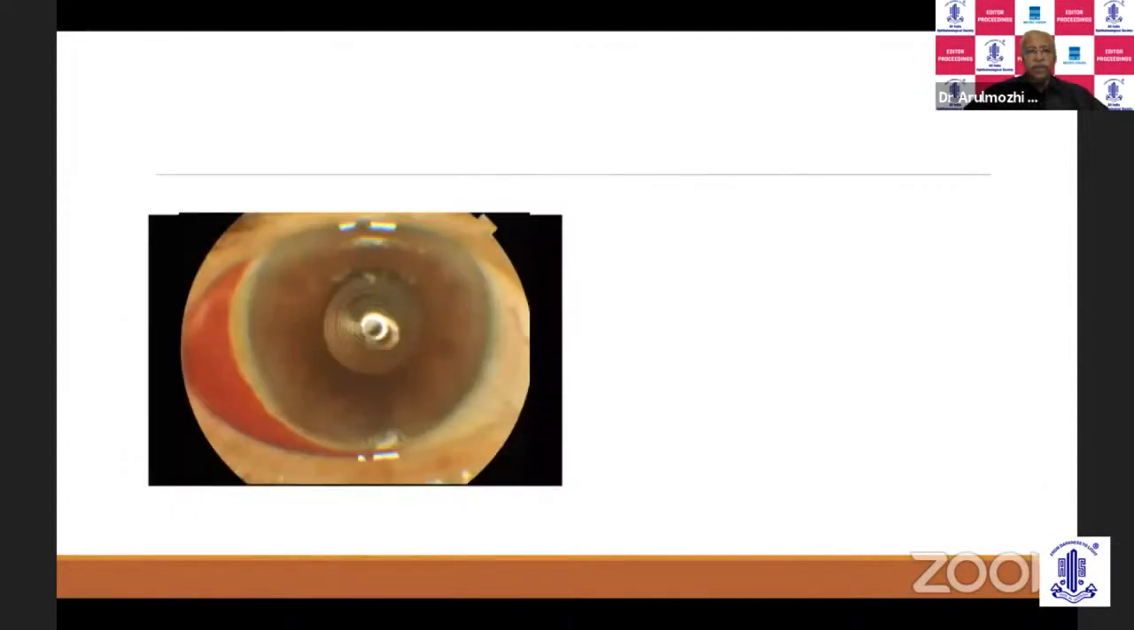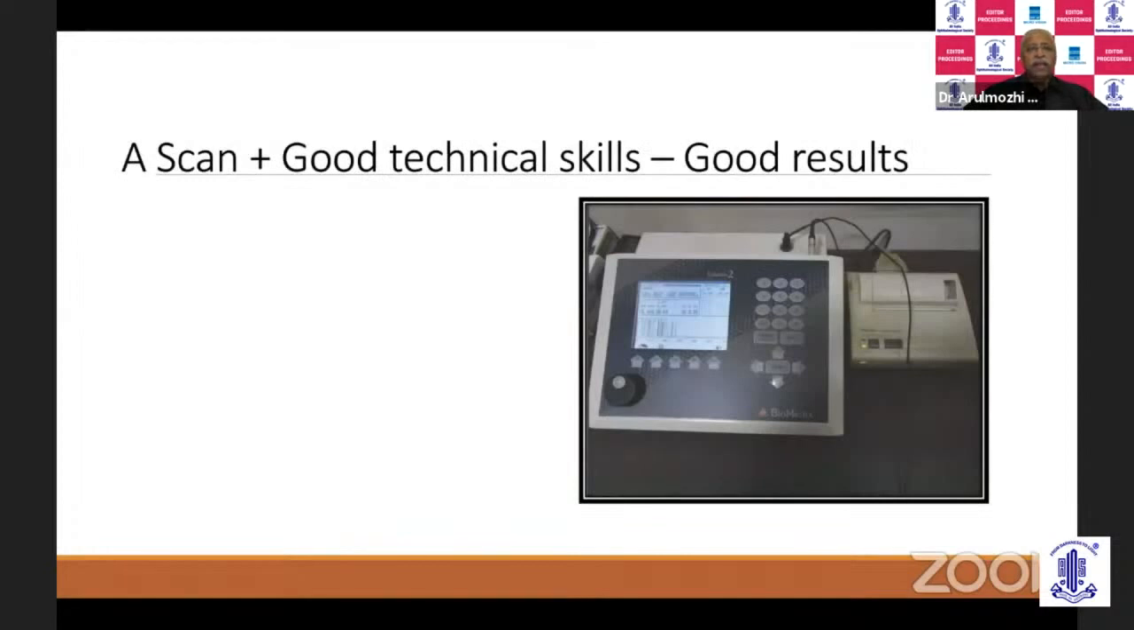You can use this even for multifocal lenses to be well within plus or minus 0.5 spherical refractive outcomes, so that your multifocal results are very good. A scan means you need to have good technical skills to get good results. It is definitely doable. It is not a difficult issue.